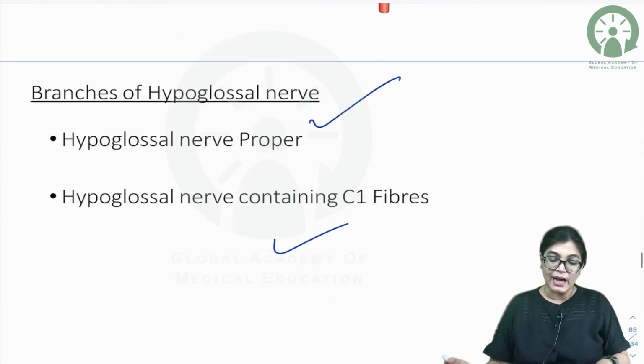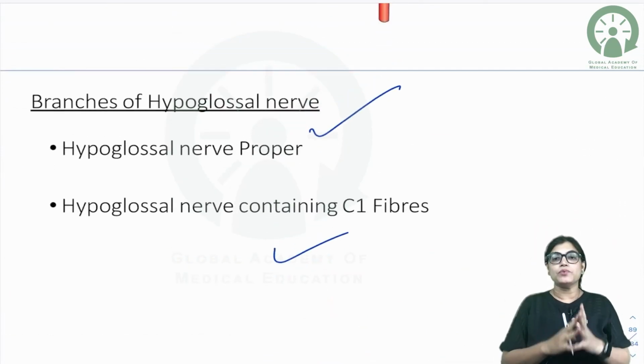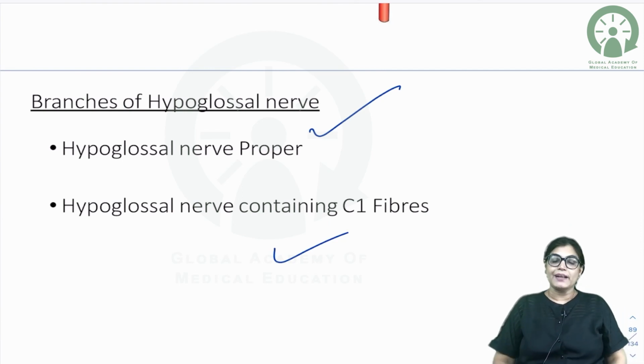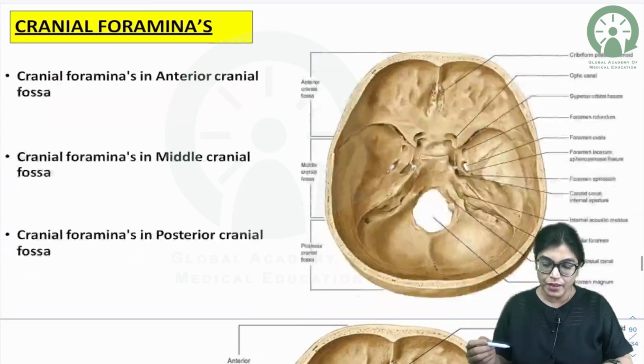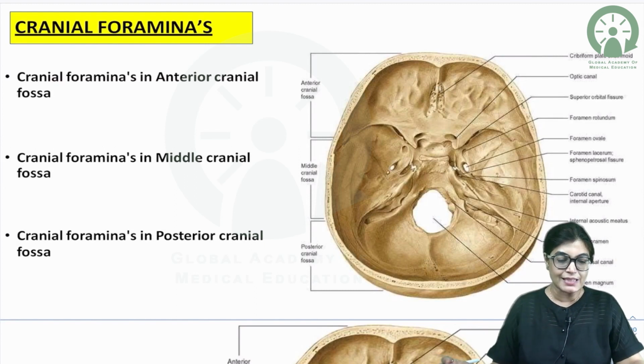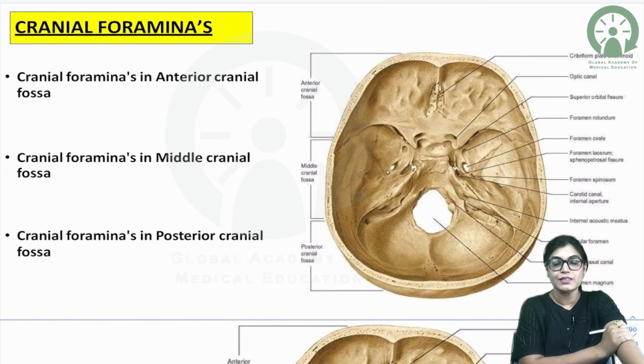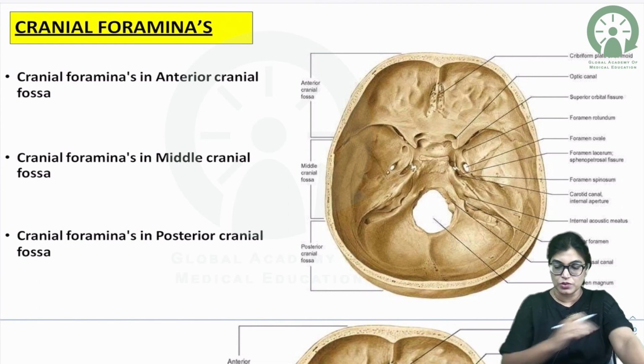So, all the tongue muscle is getting innervation from the hypoglossal nerve. We have talked about this in the tongue series, except that of palatoglossus, which is getting innervation from the 10th cranial nerve. Now, the next topic is the cranial foramina. We will talk about all the cranial foramina located in the anterior, middle and posterior cranial fossa.